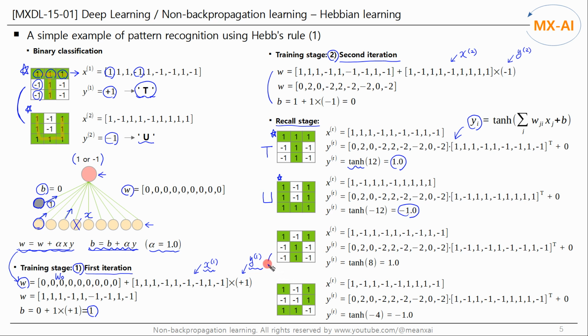This time, let's input partially corrupted images into the neural network. The output of the neural network for this image is a positive 1.0, so it is recognized as the letter T. This image is recognized as the letter U. This shows that this network is good at recognizing even partially corrupted images.